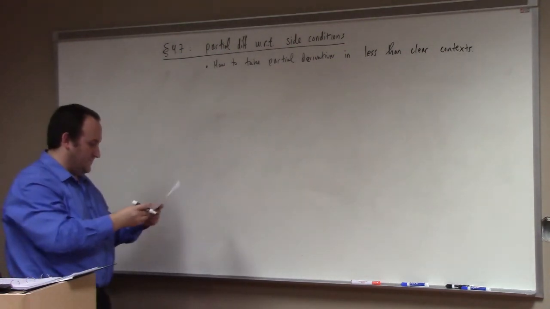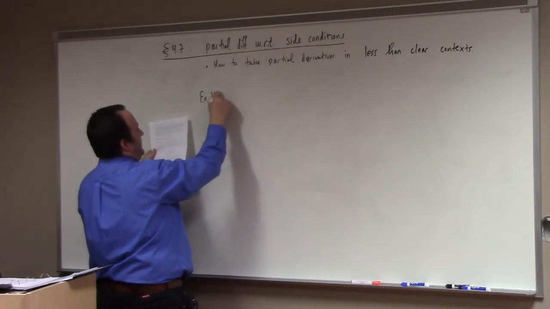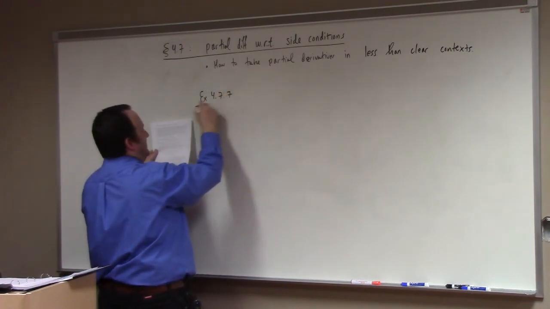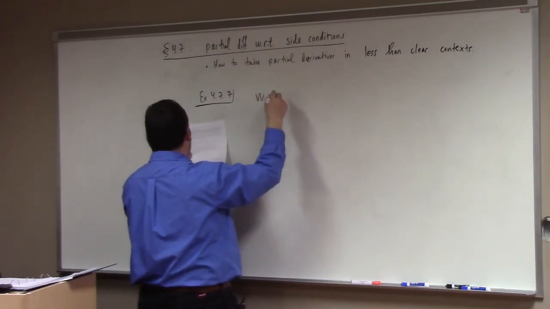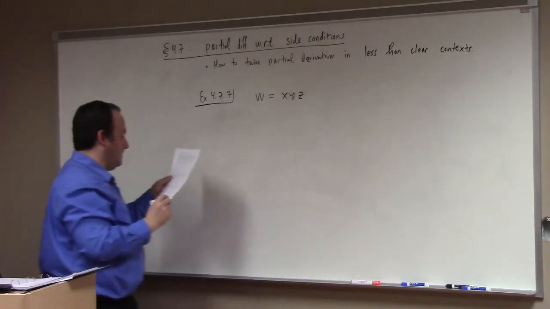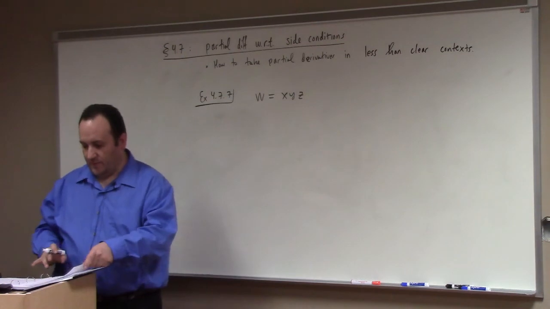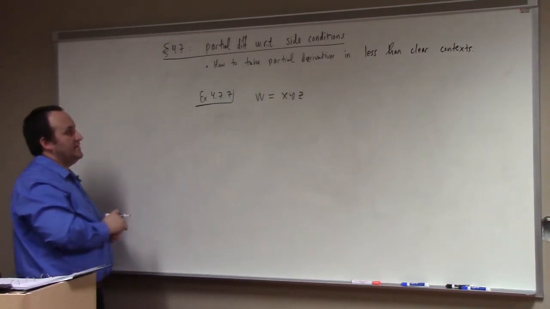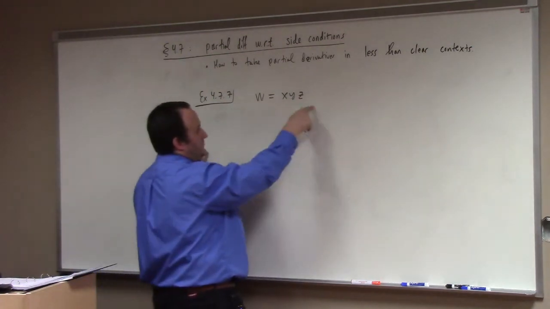Let me show you. So, example 4.77, I should have stuck with it last time. It has everything we need. Suppose we have W equals xyz. One of the things I want to teach you is that we can calculate the differential of this, right? What's dW?